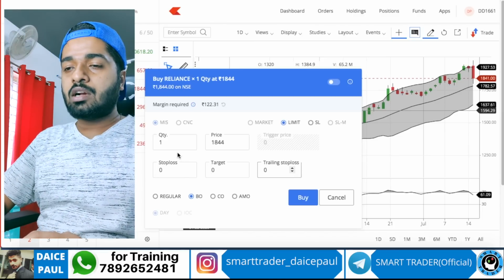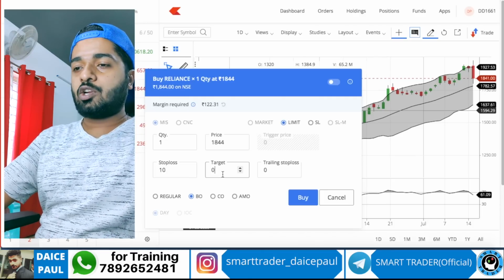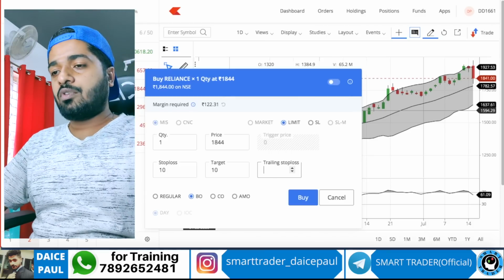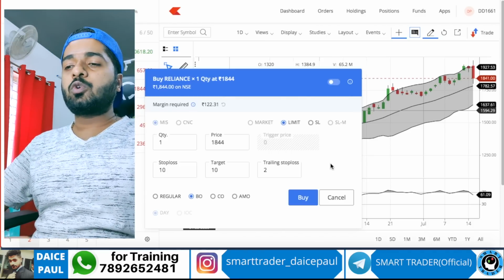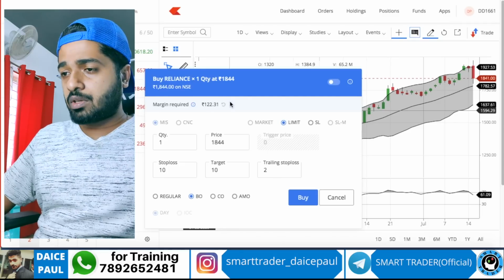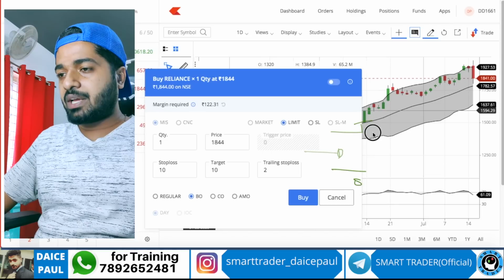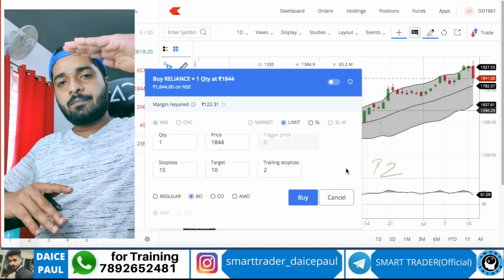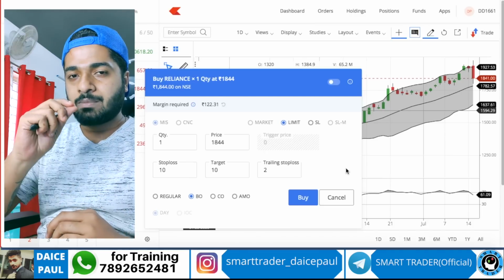Now for example, you're taking a quantity and you put a target. Let's say you put a 10 rupees stop loss and a 10 rupees target. Now imagine the stock went up. You can say, let's say for every 2 rupees which the price goes up, my stop loss also goes up. For example, this is the price you bought, this is your target and this is your stop loss. If your price goes 2 rupees up, your stop loss also goes 2 rupees up. So as soon as your price is going up, your stop loss goes higher and higher. That's how you can try to get the maximum amount of profit.